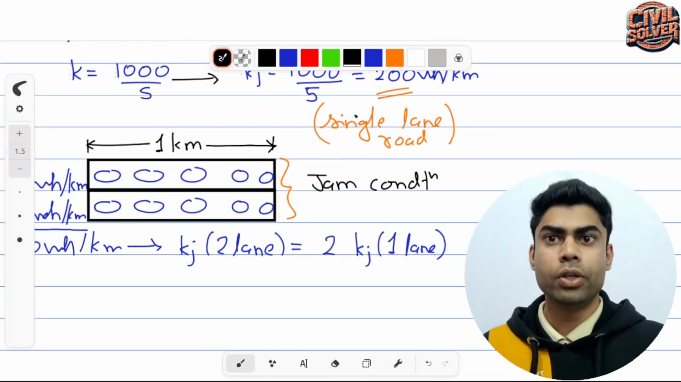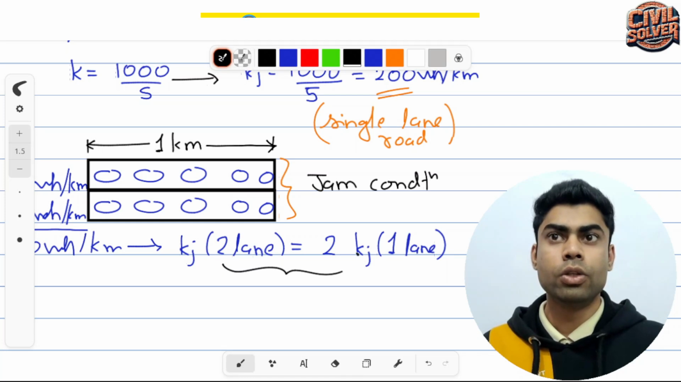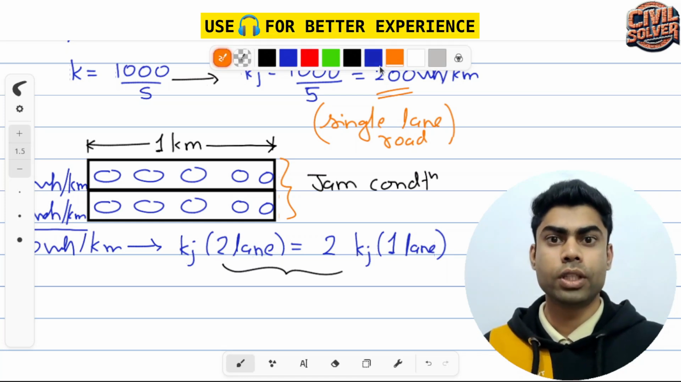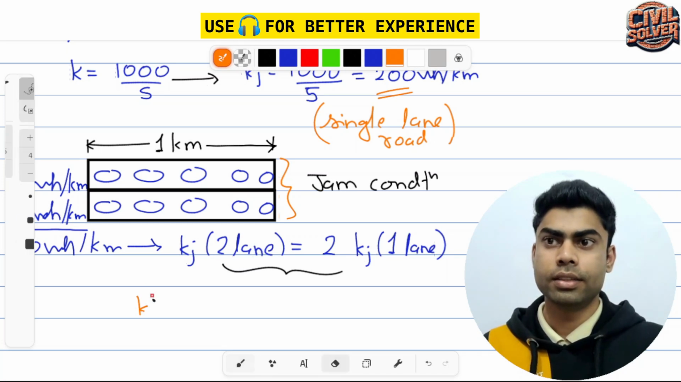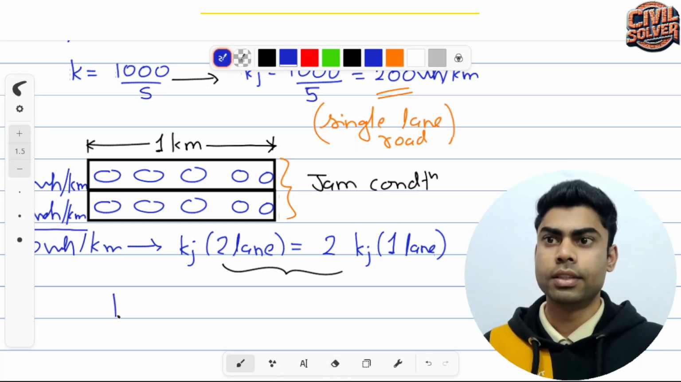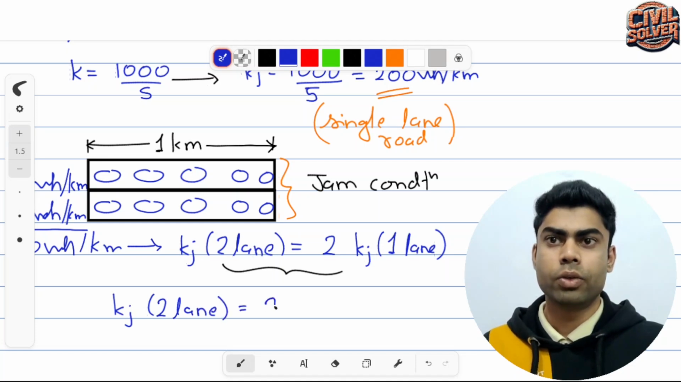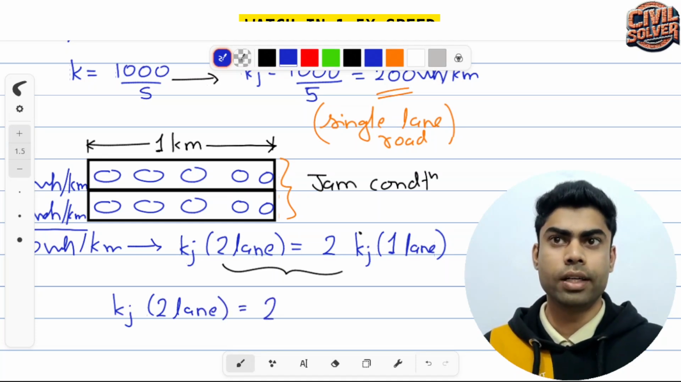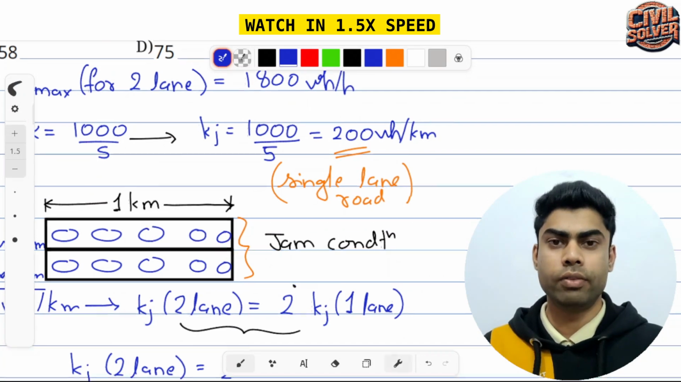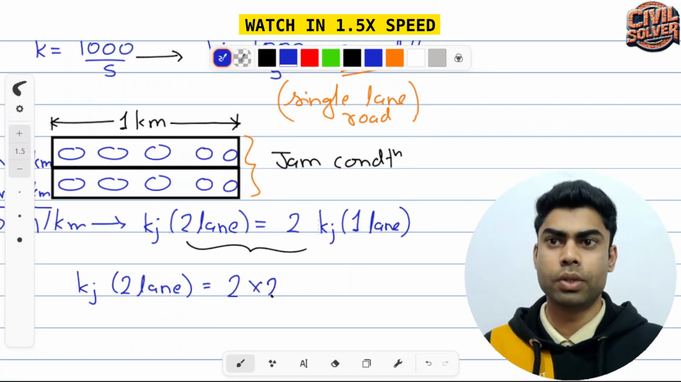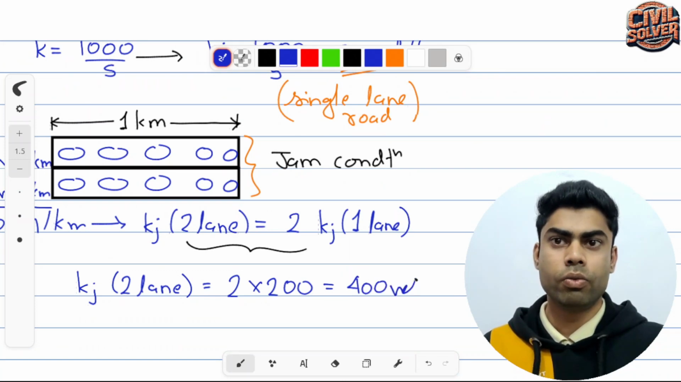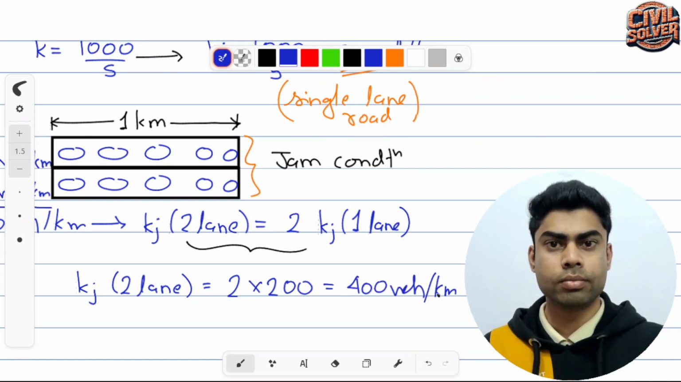And we will use this relation to find the jam density for the 2 lane road given in our question. So the jam density, I will use the blue pen. Jam density for 2 lane will be equal to 2 times the jam density of 1 lane. What was that density? 200 vehicles per kilometer. So 2 times 200. That will give us 400 vehicles per kilometer.